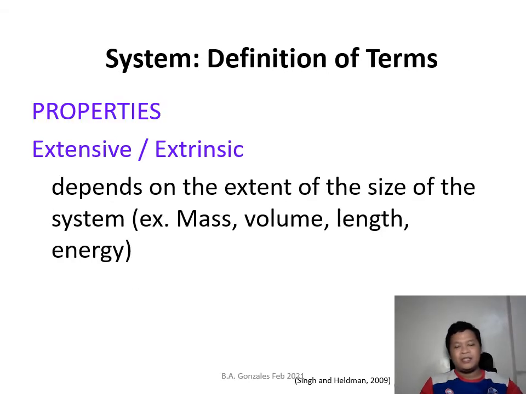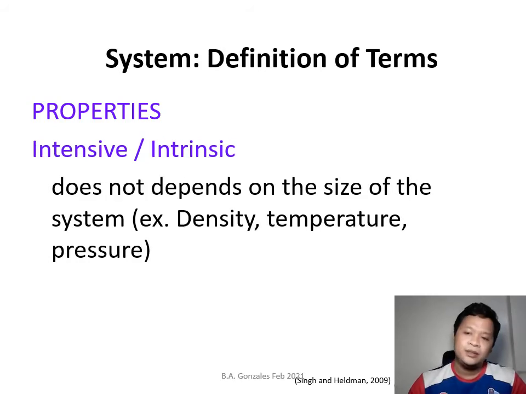We have system properties that are either extrinsic or intrinsic. So extrinsic or extensive is dependent on the size of the system, meaning its mass, volume, or length. Okay, so obviously, kapag mas marami kang nilagay dun sa process mo na mass of product or ng ingredients, mas malaki din yung extensive properties. Intrinsic properties, on the other hand, are those that do not depend on system size, such as density and temperature and pressure. So regardless if you have 1 liter of water or 10 liters, if it's 37 degrees Celsius, then it's 37 degrees Celsius.